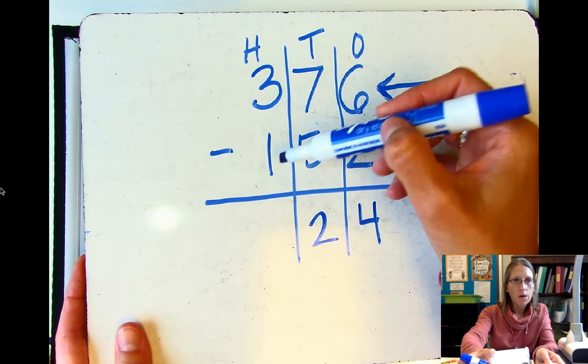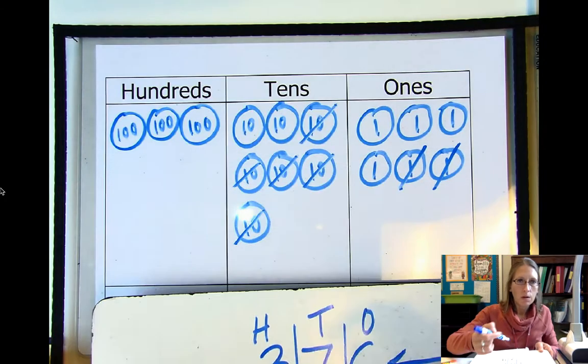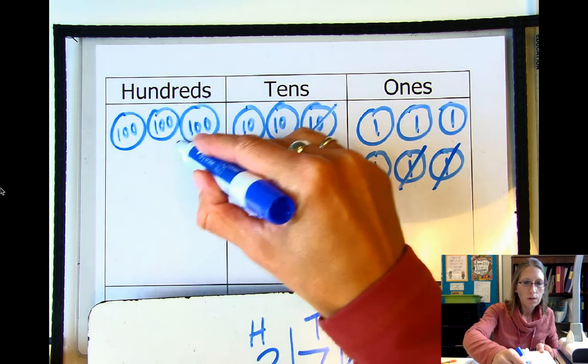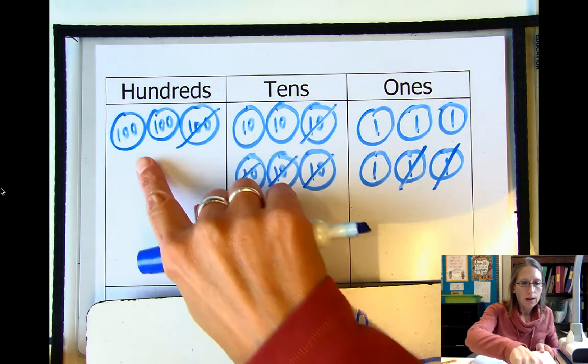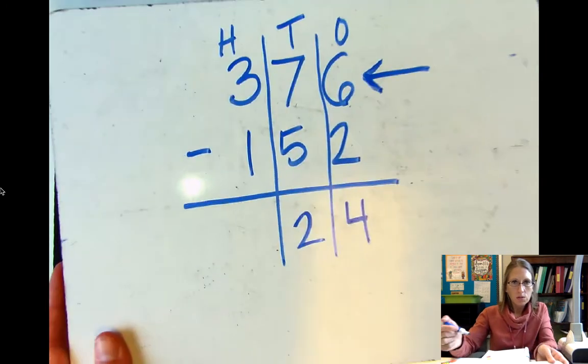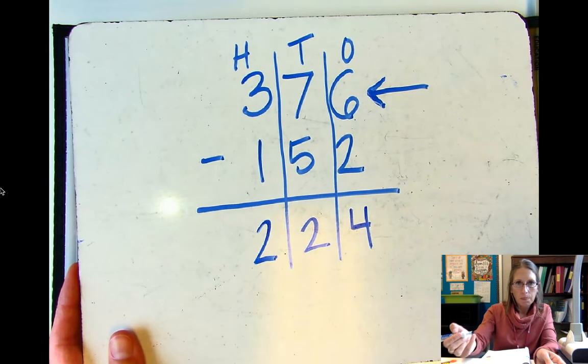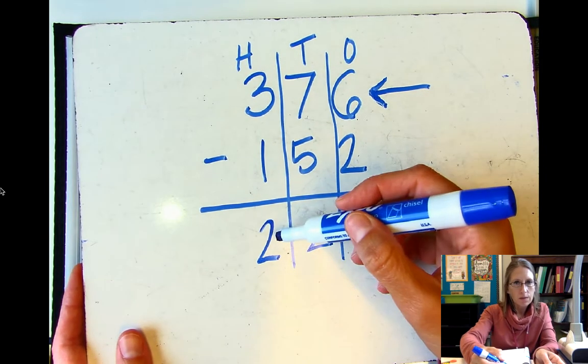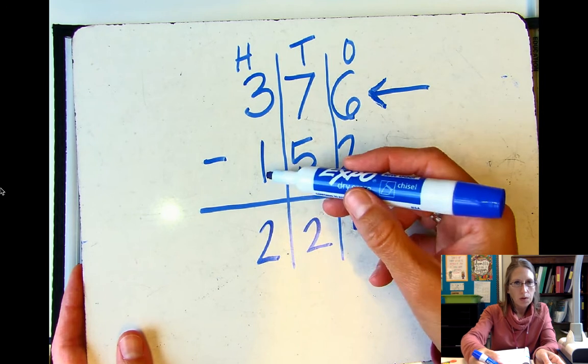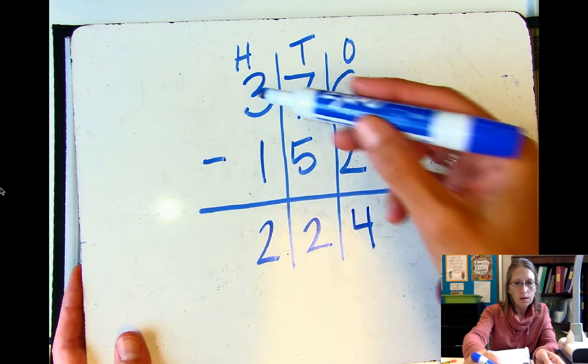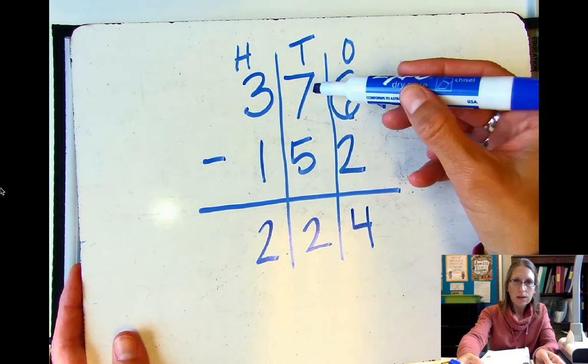We have 3 hundreds. We're going to take away 100. So we have 3 hundreds. We're going to take away 100, and that leaves us with 2 hundreds. And then again, we can kind of check our answer because 2 plus 1 makes 3. 2 plus 5 makes 7.